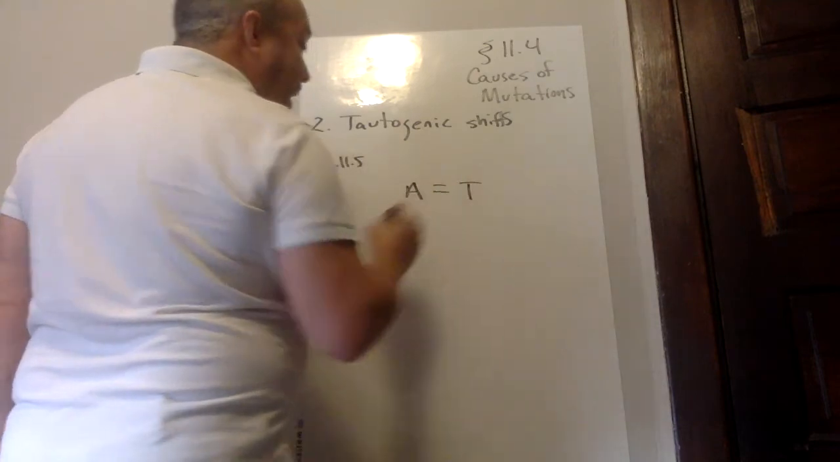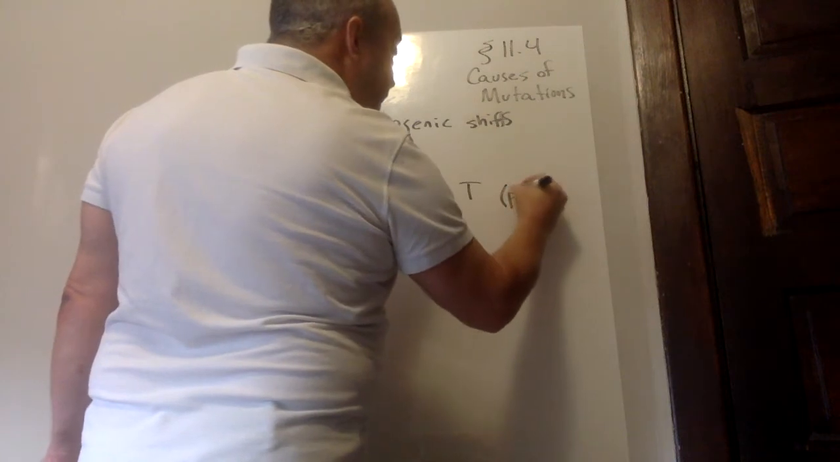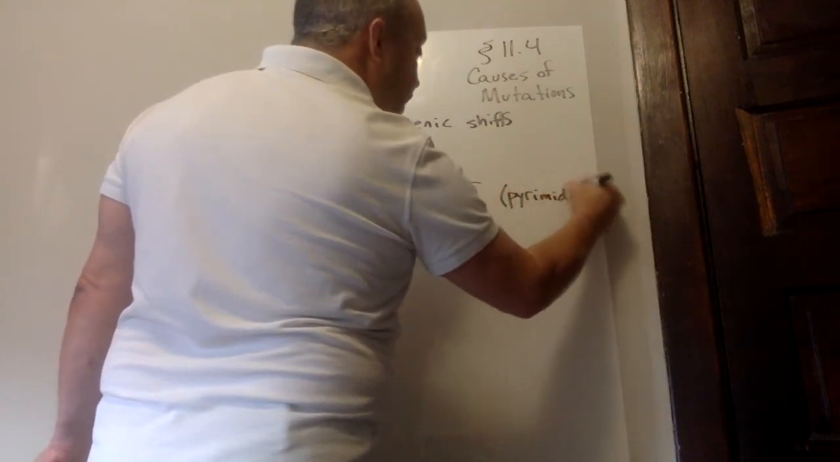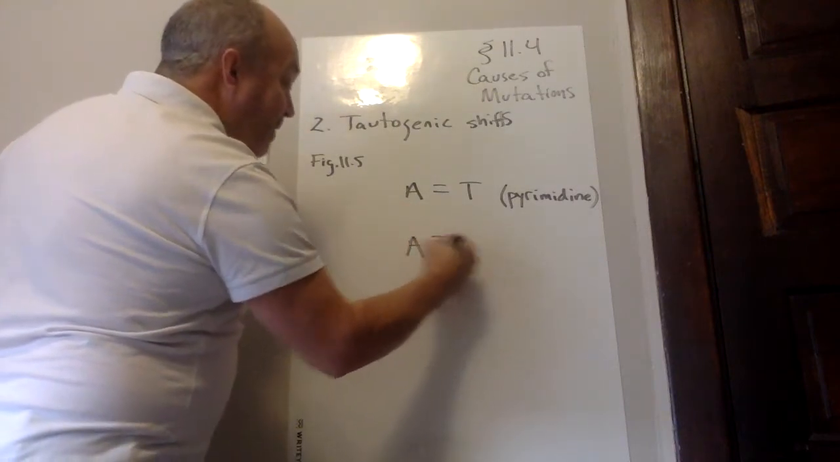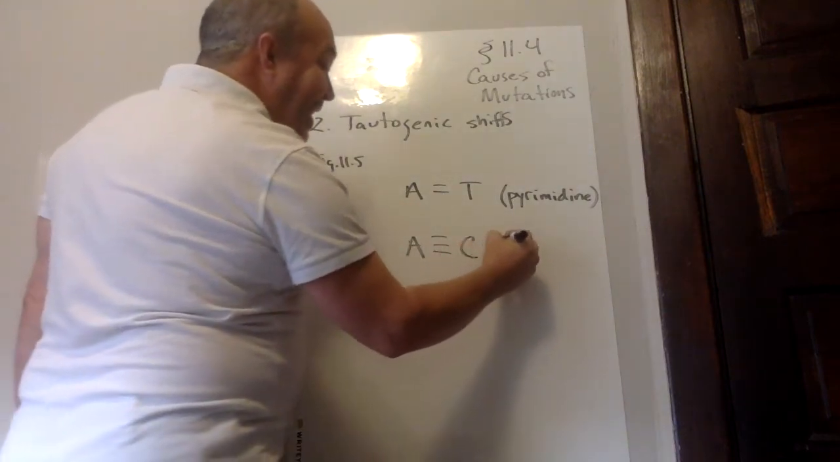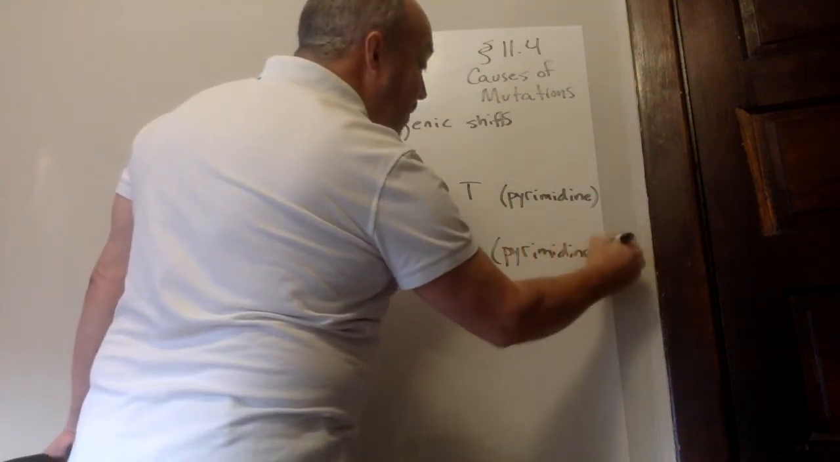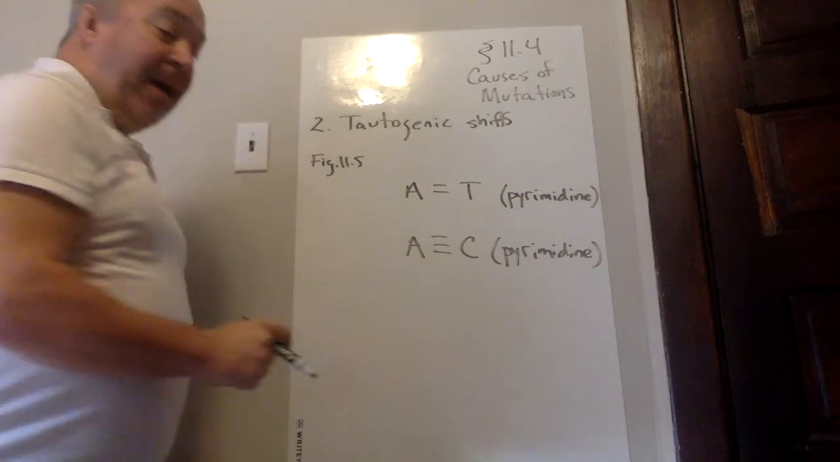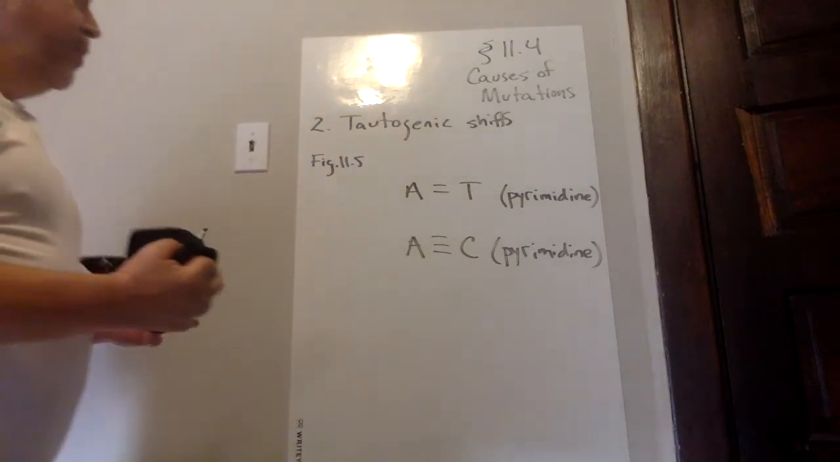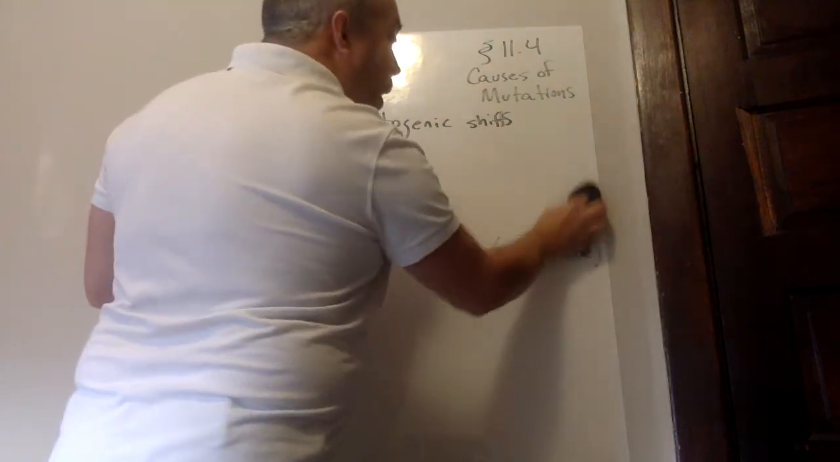It doesn't have to just be that way. So we just said A will bond with T. Thymine, remember, is a pyrimidine. And so, same thing. A, if it's not in the right orientation, C could also slip in here, another pyrimidine. Pyrimidines, remember, have one nitrogenous ring in them. Therefore, they look similar enough that sometimes they can fool their complementary pair. When they do, that is called a tautogenic shift. All right.